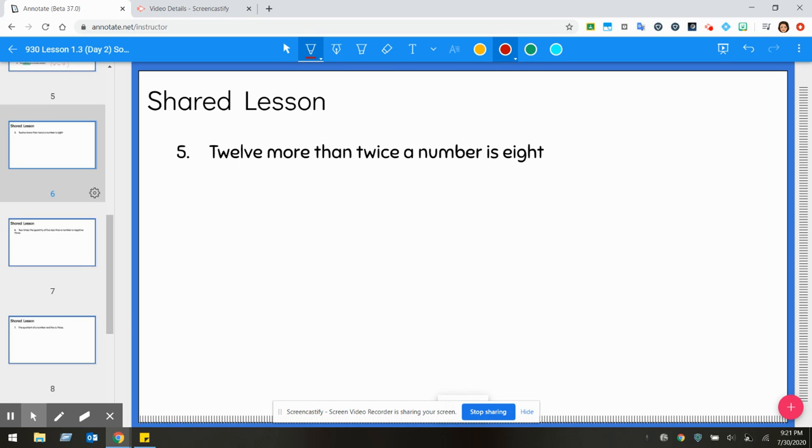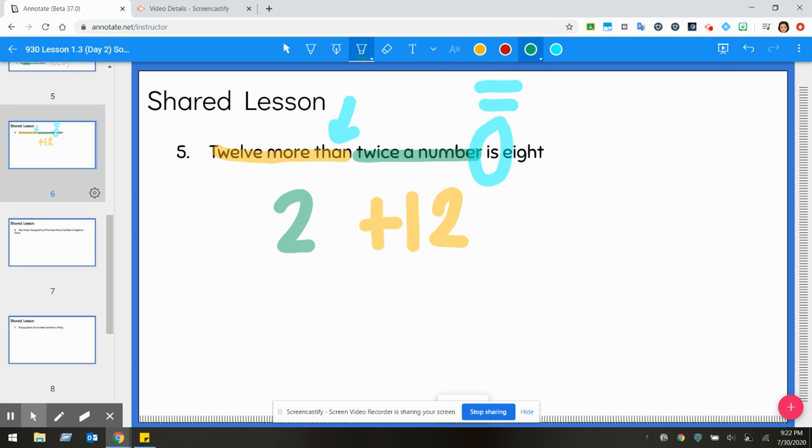So 12 more than twice a number is 8. So I have 12 more than twice a number, and "is" always indicates equals. Okay, so 12 more than, remember that keyword than as well. So that's going to be 12 more than twice a number, which is 2 times a number, is my equal sign, 8. So my equation that I'm going to solve is 2x plus 12 equals 8.